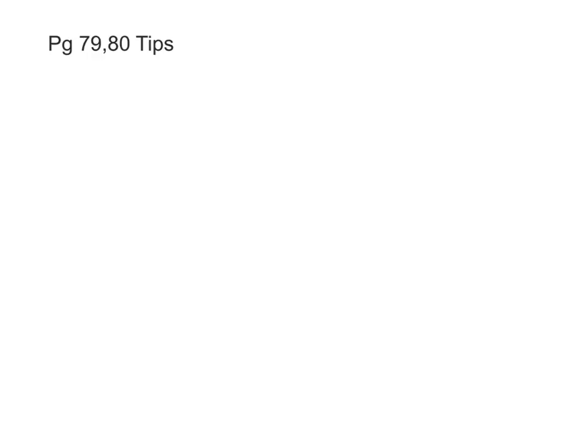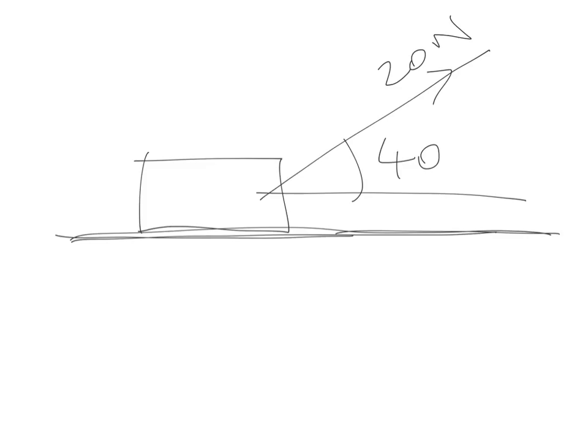This video will help you solve some of the problems on page 79 and 80. So in here we have a box on a floor and it's been pulled at an angle. This angle, in this scenario, is 40 degrees.